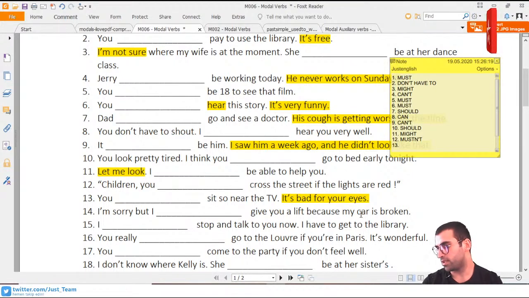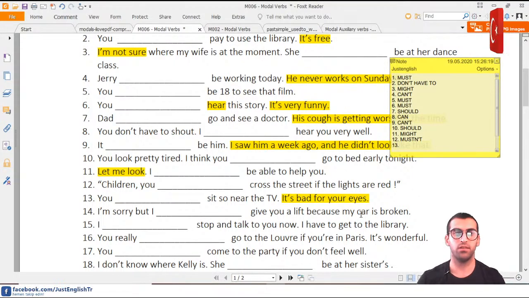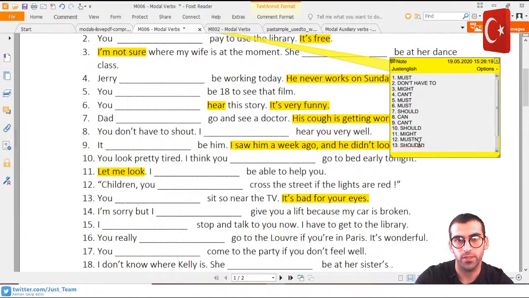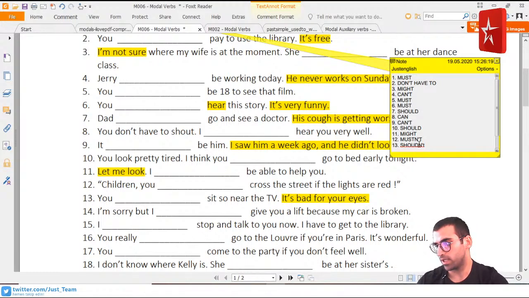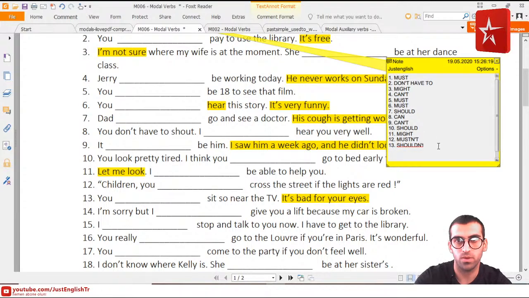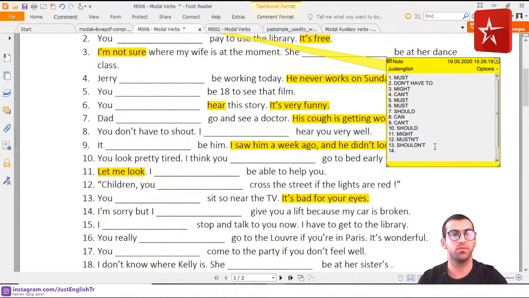Okay, and number 13 is shouldn't, they say. I will check. 13, you shouldn't. Yes, shouldn't is a correct answer. Just a minute, I try to write it correctly. Yes, shouldn't is a correct answer for number 13.